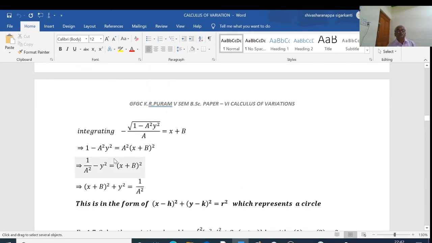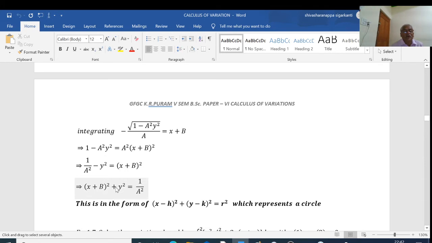or dividing throughout by a square, this equation I am getting 1 by a square minus this will be y square equal to, this will be just x plus b whole square. Or if I write onto this side, here we can write this as x plus b whole square plus y square equal to 1 by a square.